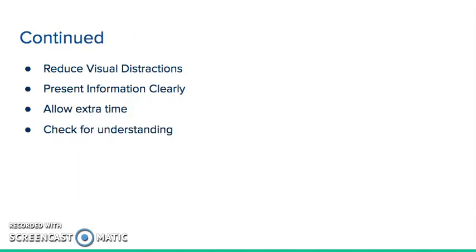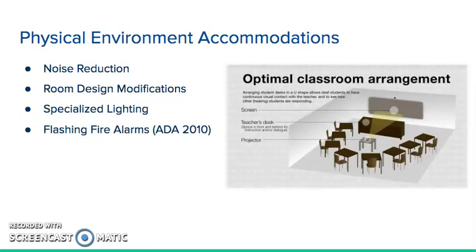Those are the continued or communicative accommodations. So for physical environment accommodations, you wouldn't really think you would need a physical environment accommodation, but there actually are a lot of things. Of course, noise reduction. You don't want a whole lot of background noise, and that can include carpet and other sound absorption materials.